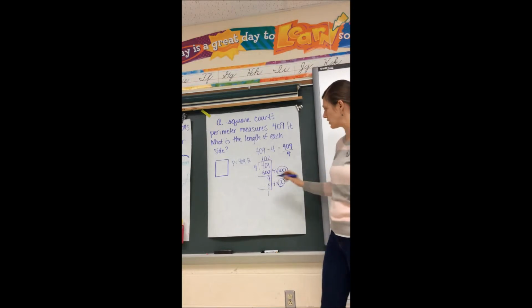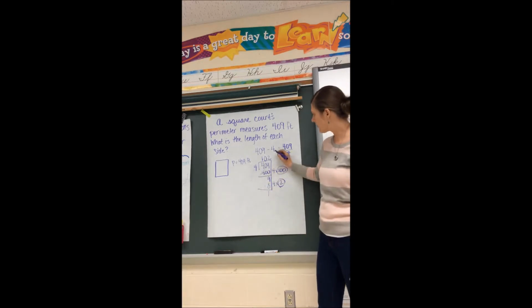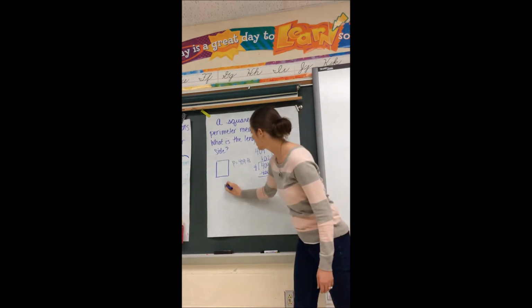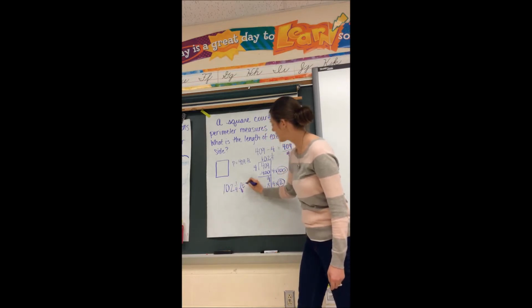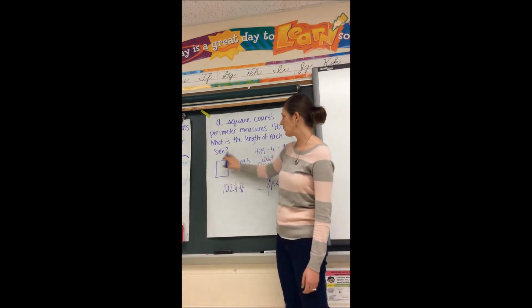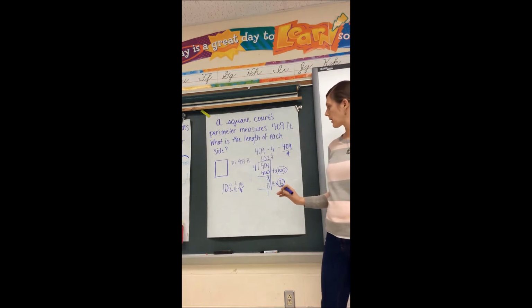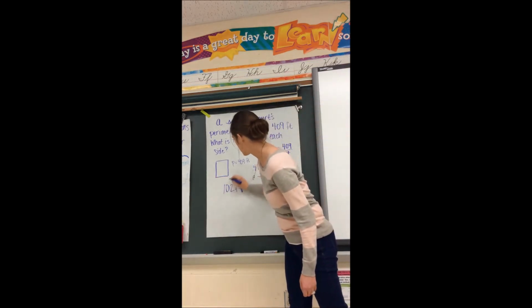That was 102. We have left over part of a foot, 1 part out of 4, so 1/4 of a foot left over. So 102 and 1/4 feet would be the measurement for each side of the square. This would be our mixed number.